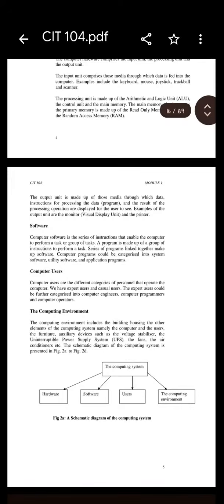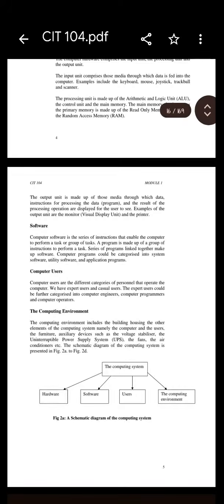Any software that enables a user, please note this well, to perform a specific task is called an application software. Whereas any software that enables other software to run on the system is called a system software. Examples of system software, like I said, we have Windows, we have Linux, we have Mac OS. So any operating system that you know of is a system software. Any software that helps you to perform a particular task is called an application software. I hope you understand now.